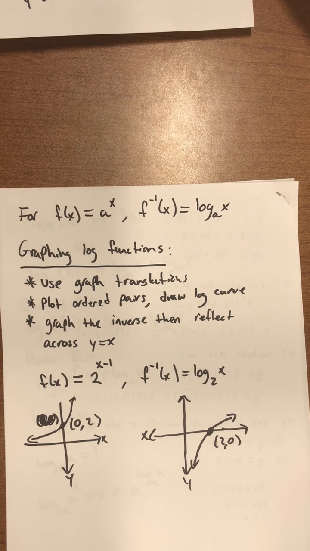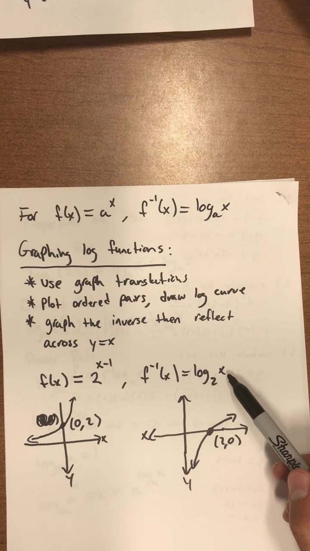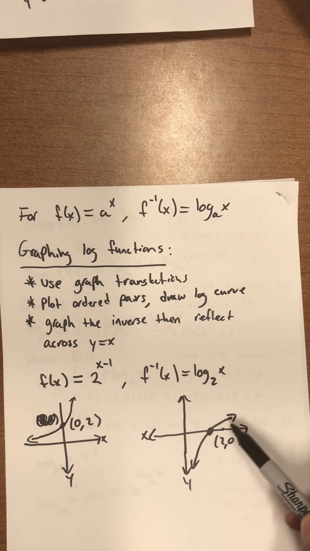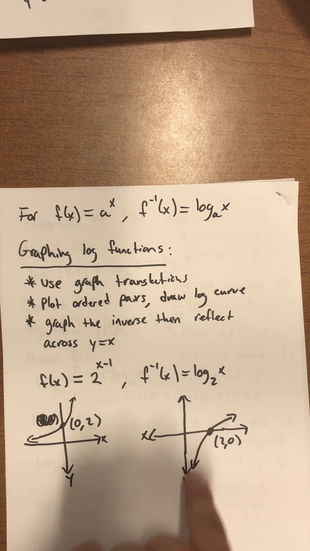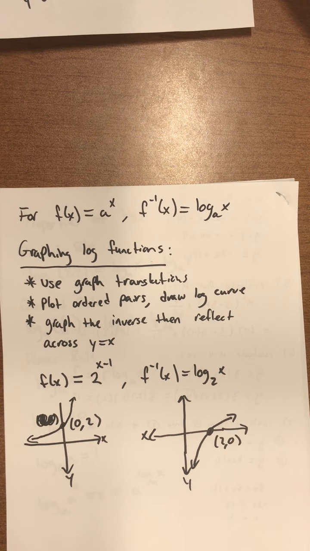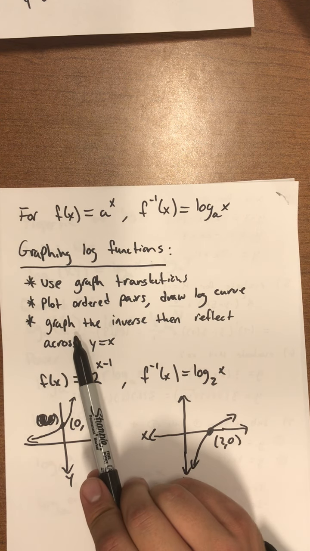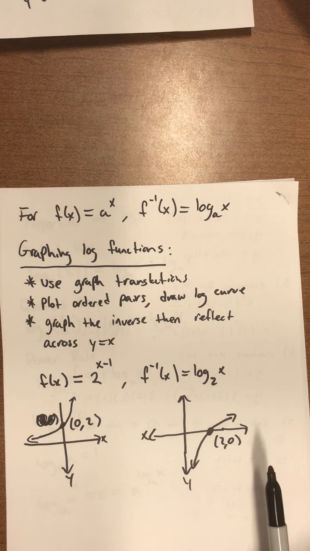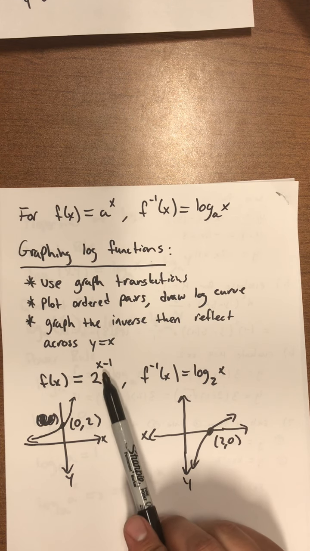We can always just plot the ordered pairs. So if we had the log function here, log base 2 of x, we could plot these ordered pairs, and then we know that this logarithmic curve is going to be similar to an exponential curve, except you have the x and y values swapped. So you're going to have the same curve, but reflected across the diagonal y equals x. And then that's another common way to graph logarithms, is to graph the inverse, which is the exponential, then reflect across y equals x.